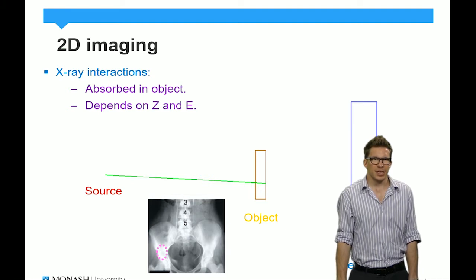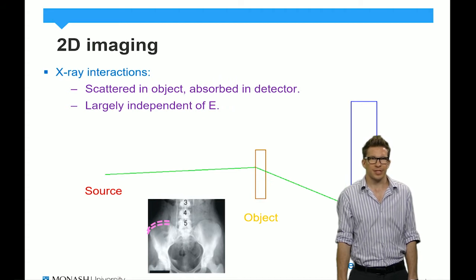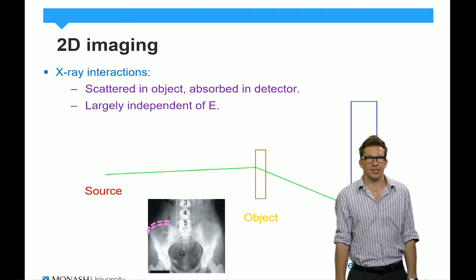Here we can see an X-ray that has left the source and been photoelectrically absorbed in the object. Here we can see another X-ray that has passed through the object and been photoelectrically absorbed in the detector. And here we can see a third X-ray that has scattered in the object and then been photoelectrically absorbed in the detector.